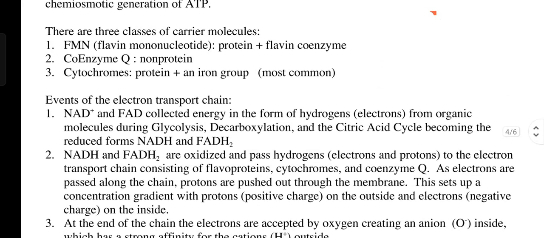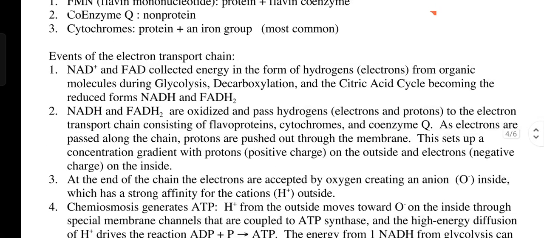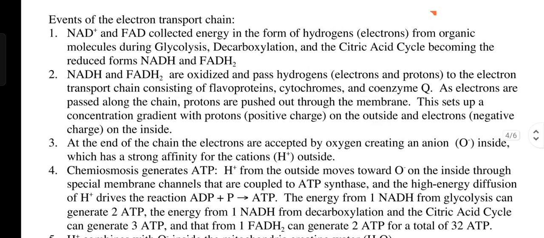There are three classes of carrier molecules. Number one, FMN, flavin mononucleotide, that is protein plus flavin coenzyme. Number two, coenzyme Q, that is non-protein. Number three, cytochromes, that is protein plus an iron group, the most common. Events of the electron transport chain.